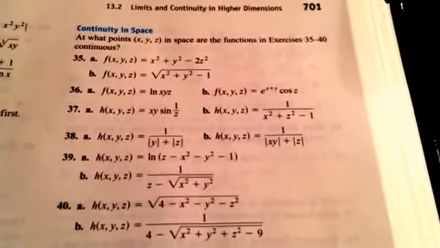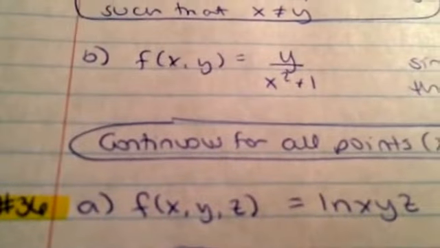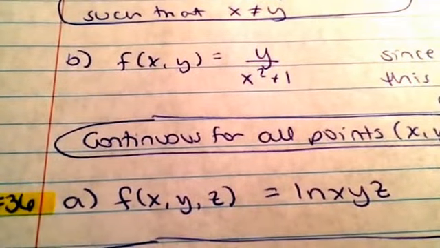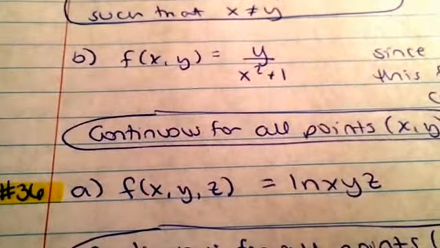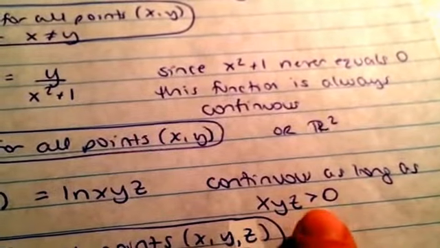This is 35 to 40, and this is same thing, but functions of 3 variables. All right, so in 36a, I have a log. Now, logs are similar to denominators in that they can't be 0. They're also similar to square roots in that they have to be positive, so I need this to be greater than or equal to 0. Okay, so it's continuous as long as this is greater than or equal to 0.